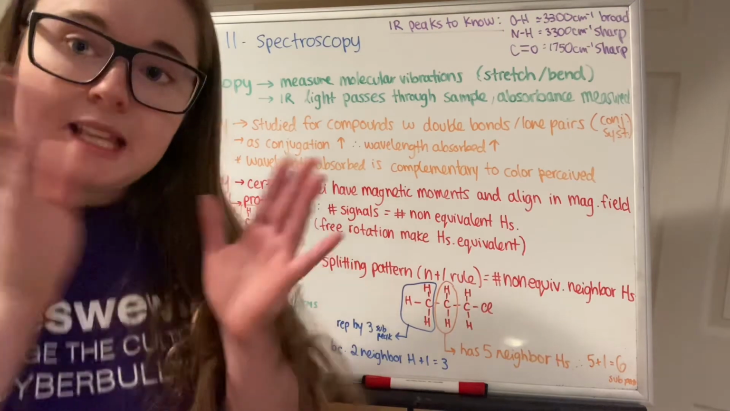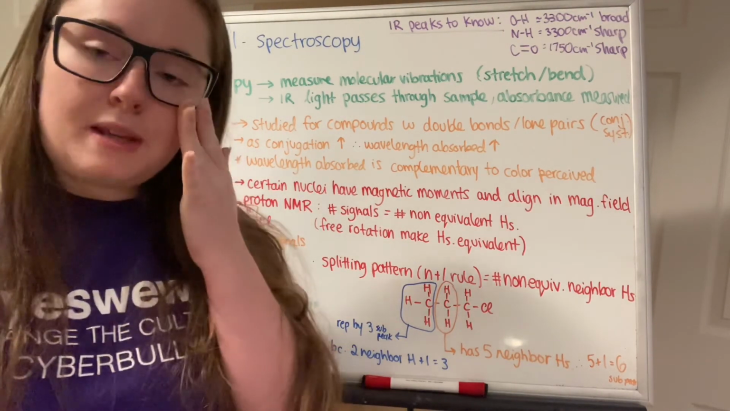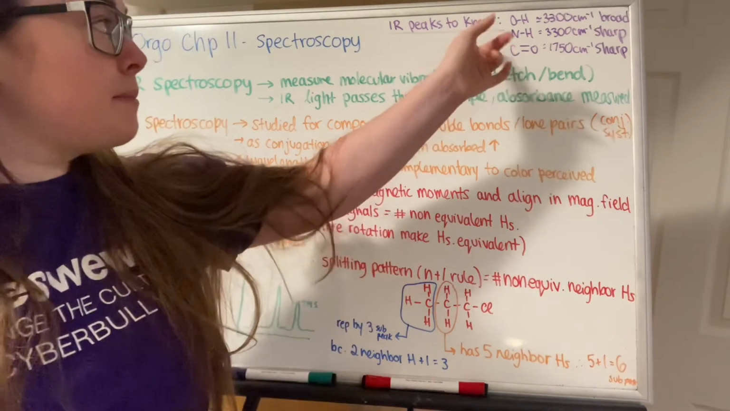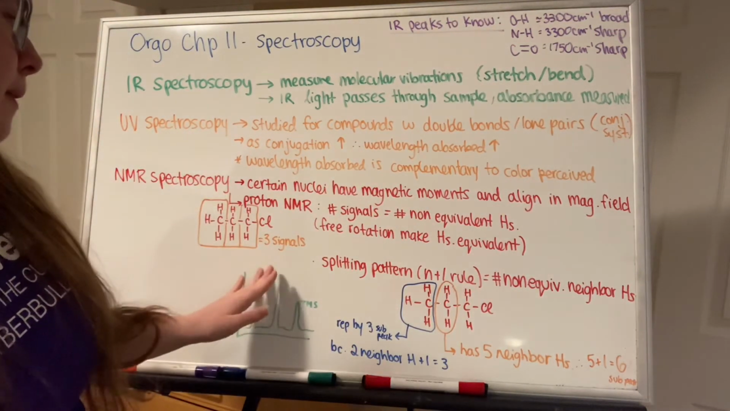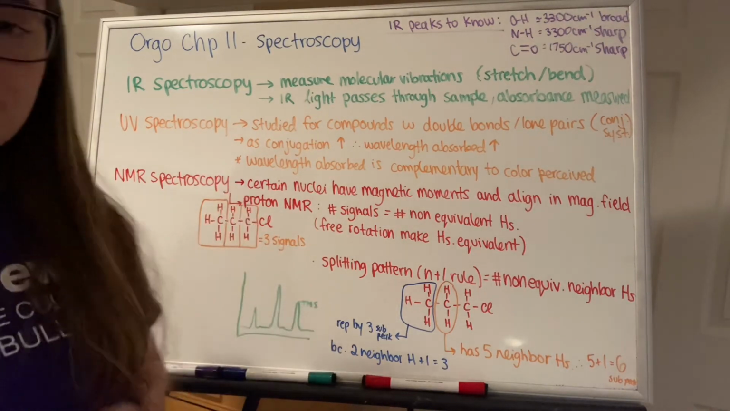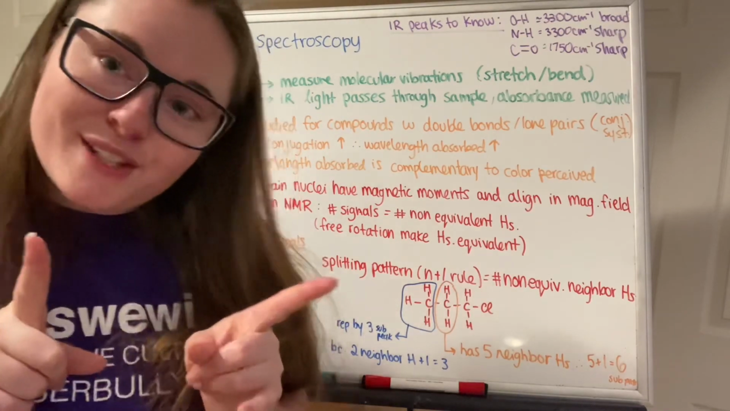So that's basically the foundation of spectroscopy and the important things to know. Make sure you know those peaks up there for the IR spectroscopy, as well as how to read a graph and determine the number of signals for NMR spectroscopy. So stay tuned for chapter 12.